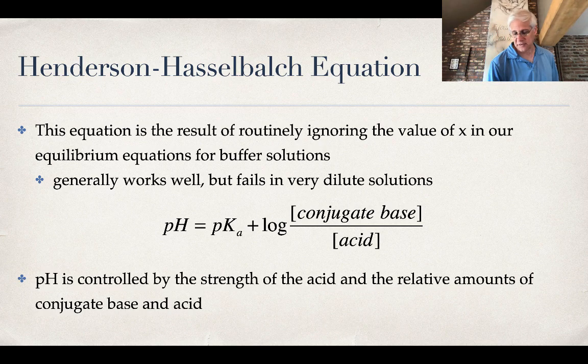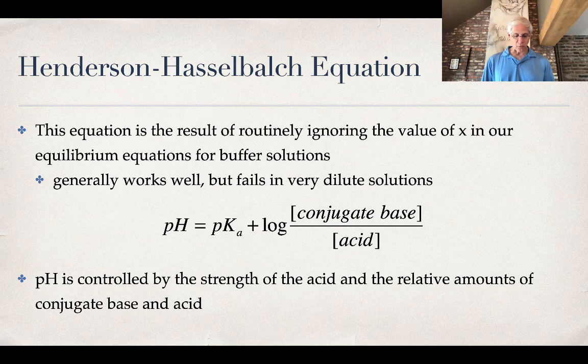And again, it uses the fact that we were constantly ignoring any x's that are added or subtracted in our equilibrium equation and came up with the resulting equation. And so we have pH is equal to pKa plus log of conjugate base over acid. And as you just heard me do, I tended to confuse these a lot when I was in your shoes. What goes on top, what goes on the bottom?